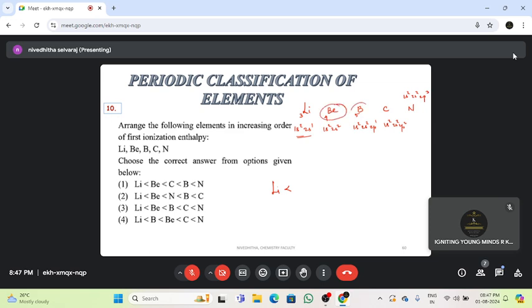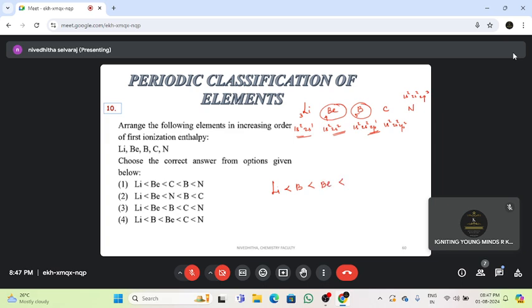Among beryllium and boron, as we move from left to right, effective nuclear charge increases. But the problem here is the electron I'm going to remove is present in the S subshell. The electron which I'm going to remove from boron is present in the P subshell, which is easy. Which is easy? The one in the P subshell, ma'am. That's it. So boron's ionization energy will be lesser than beryllium, right? So boron, then beryllium. Okay.